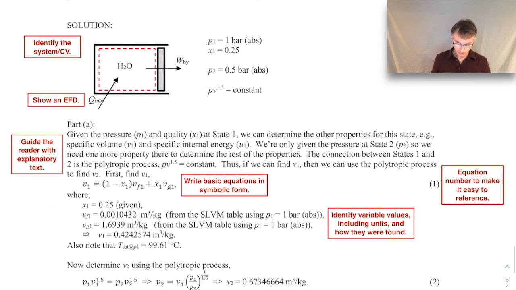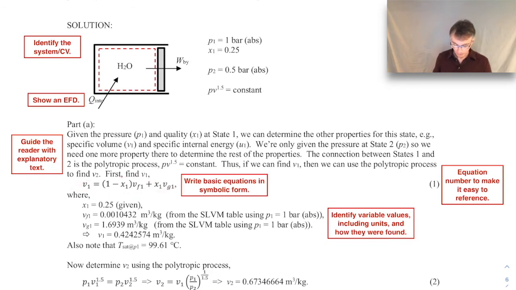I think it's worthwhile to guide the reader with some explanatory text. Don't just start with a bunch of equations, right? I actually describe what it is I'm going to do in words first before I do it. When I write equations, I write the equation in symbolic form. I don't just start plugging in numbers at the beginning. It would be super hard to follow if you just start throwing around numbers. So put the equation in symbolic form. I often put equation numbers so it's easy to reference it later. I can come back later and say, substituting equation 1 into equation 3, we get the following, right? It just makes it easier to follow.